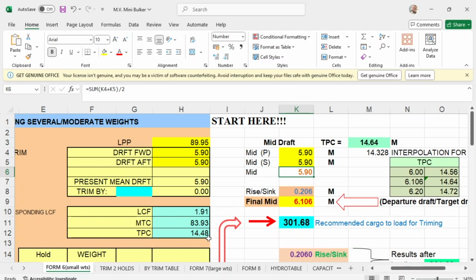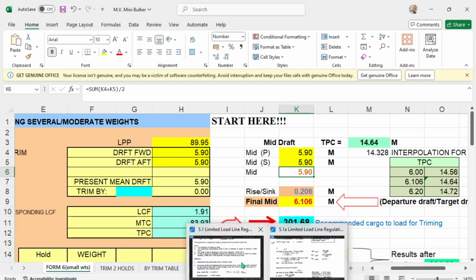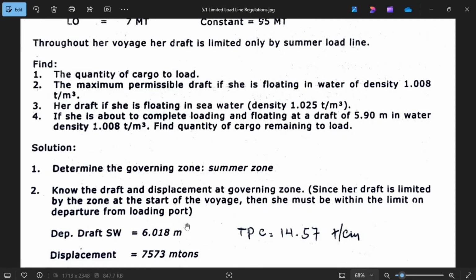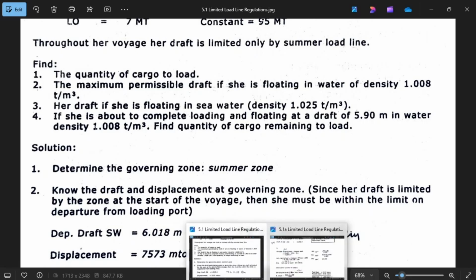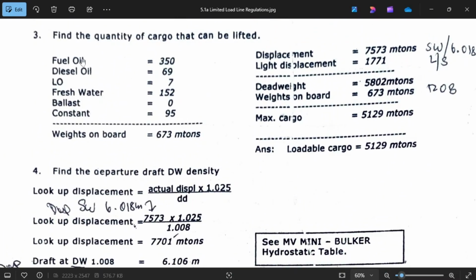Okay, and our departure drop, our summer departure drop, is 1.0018. So how much would this be if she is floating in a density of 1.008? Okay, that is what it means, number 2. So according to the solution here, we go first for number 3.